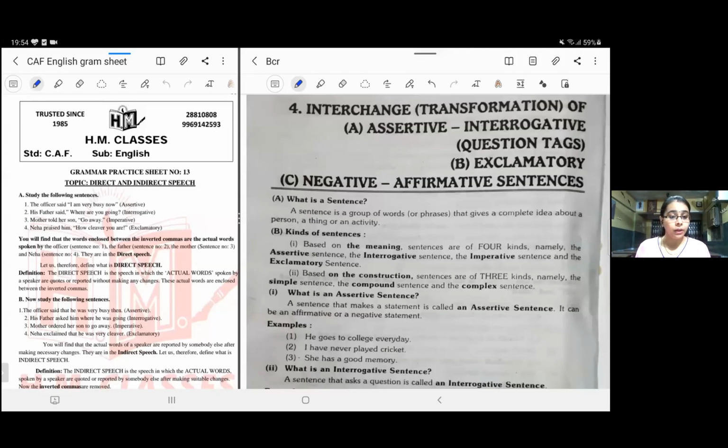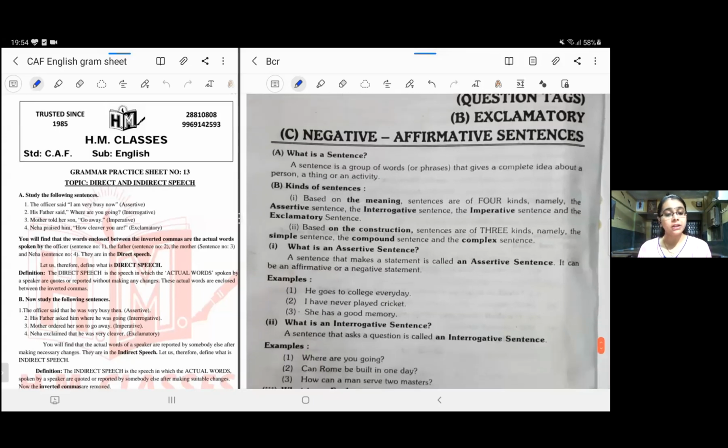We are starting with the next grammar topic. Before starting direct and indirect speech, you should know the meanings of assertive, interrogative, question tags, exclamatory, negative and affirmative sentences. हमने ये negative affirmative sentences किए थे. I'll just give you the meanings and we'll start with direct and indirect speech. Fine?